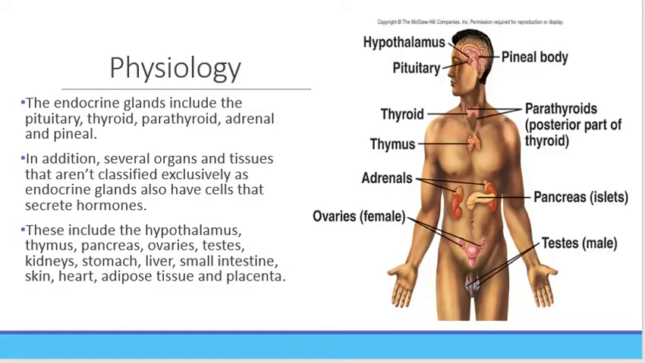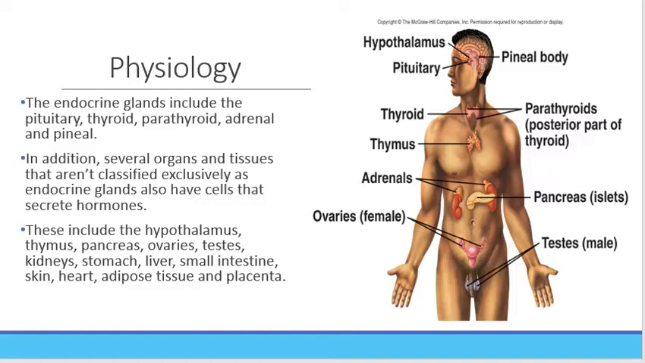So the physiology of the endocrine system. The endocrine glands include the pituitary, thyroid, parathyroid, adrenal, and pineal glands. If you refer back to the handout from today's class, where you had to fill in the blanks for the major endocrine glands and their hormones, you will see which gland produces which hormone and the function of those hormones. We will also review some of these in class today.